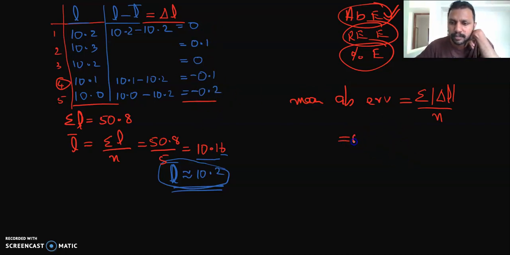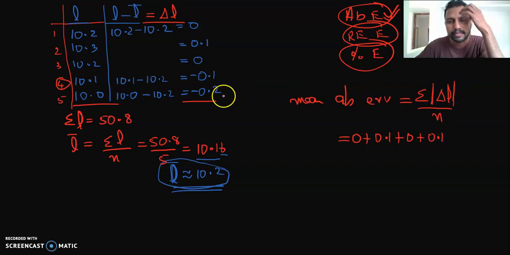Numerical value means 0 plus 0.1 plus 0 plus what's the absolute value or the numerical value of minus 0.1? It is 0.1 itself. By using mode of delta L, what they have meant is all positive values should be added. Over here it is minus 0.1, but we have to add 0.1 over here.